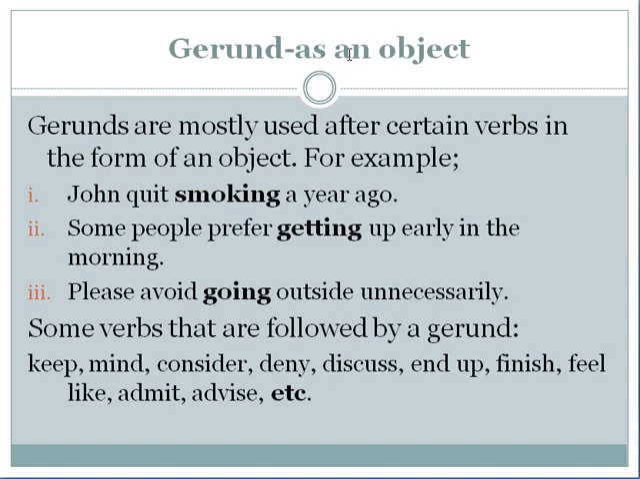Please avoid going outside unnecessarily. Again, this is advice for you. Please avoid going outside unnecessarily. So here going is being used as an object. So going is a gerund. Some verbs are followed by a gerund. There are particular verbs after which you can use a gerund, like I used here: smoking, getting, going.